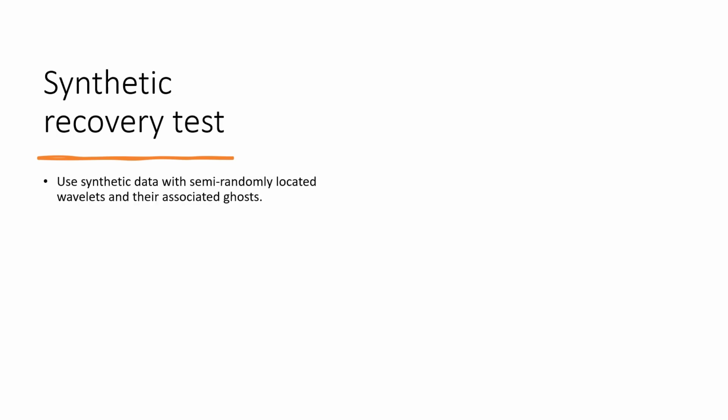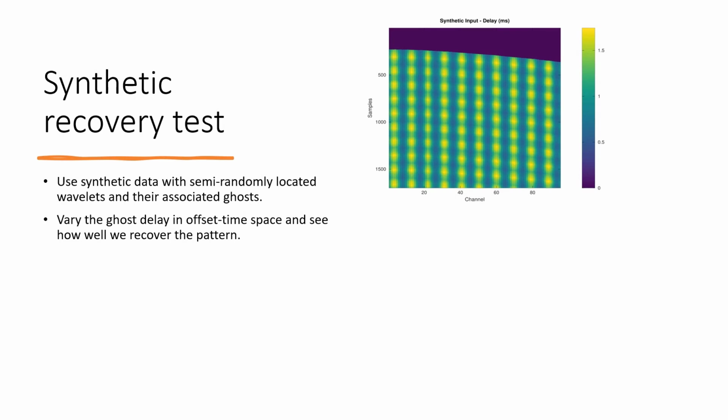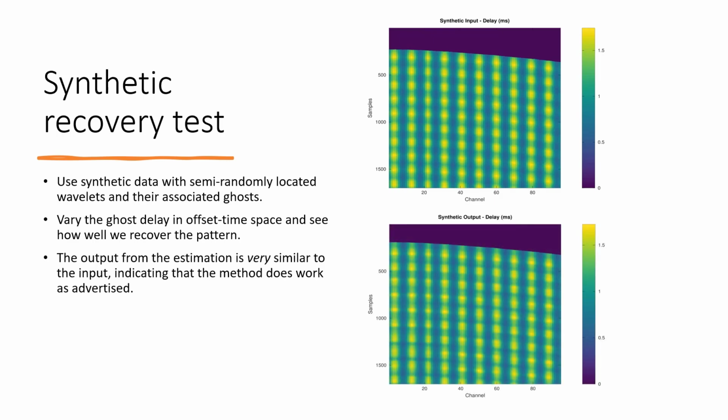So in this case, I'm using synthetic data with semi-randomly located wavelets and their associated ghosts, and we're varying the ghost delay and offset in time space to see how well we recover. So as is the norm, a sinusoidally varying in both directions reflection coefficient, delay time I should say, just to see, if we feed that data right from the start, do we get the same thing back? In actual fact, it comes back very similar. So the method can extract the synthetic delay.